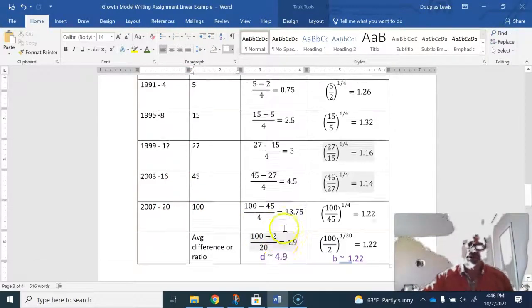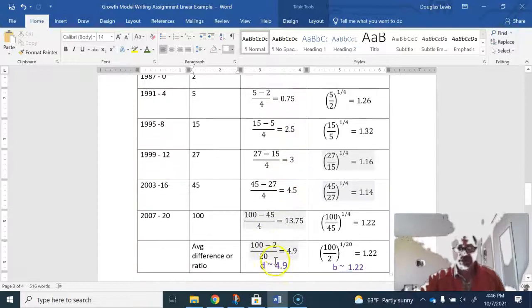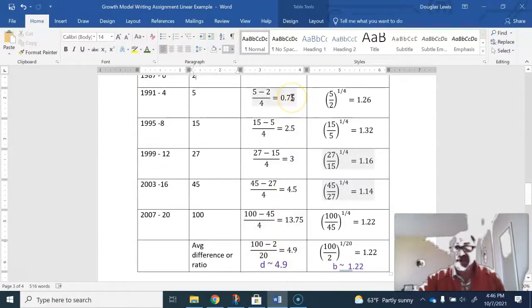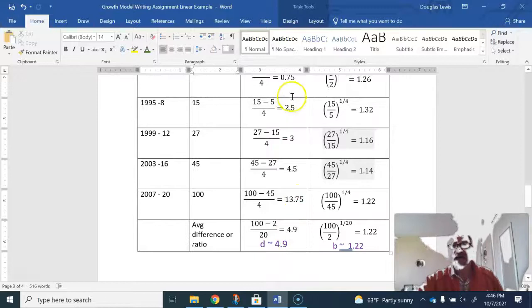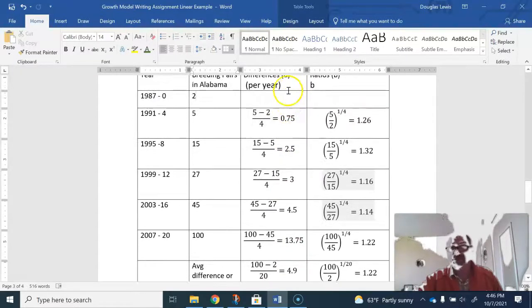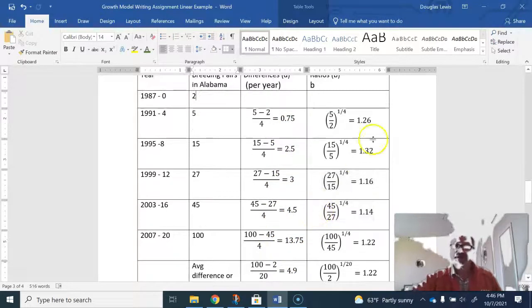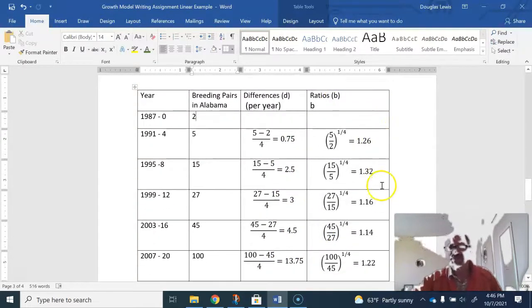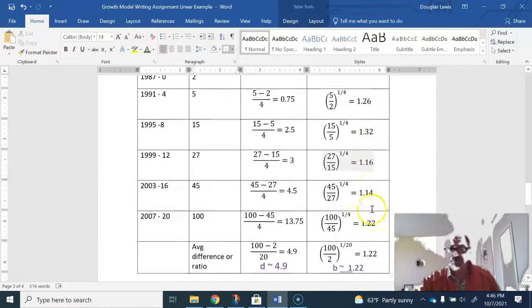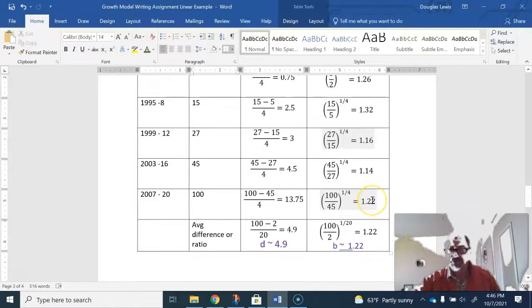And I just wanted to point out that clearly, 4.9 being the average, 0.75 is way below 4.9, and 13.75 is way higher than 4.9. So you can see this would not have been a good linear model, because there's not a consistency among the differences. On the other hand, the ratios are fairly consistent. This is 1.26, 1.32. That's off a little bit, 1.16, 1.14, 1.22.